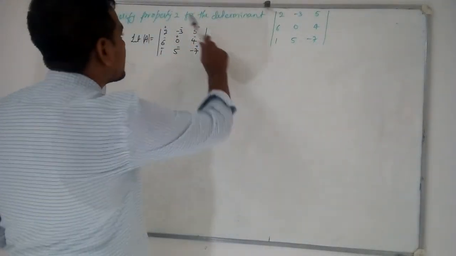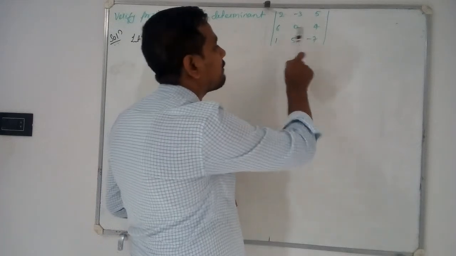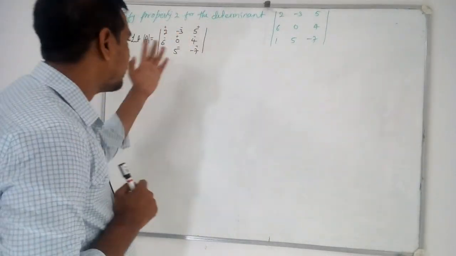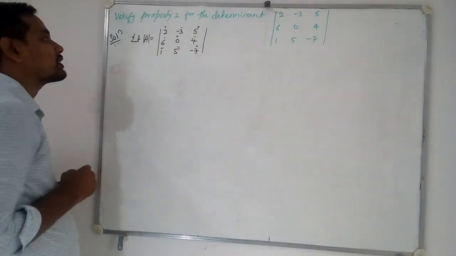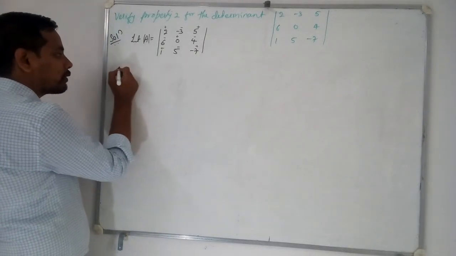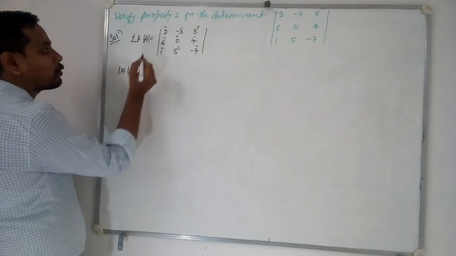So what is there here? So 2, minus 3, 5; 6, 0, 4; 1, 5 and minus 7. Same determinant. So sign conventions also I have written. So what will be the value? Already we have solved that one. Expanding it along the first row.